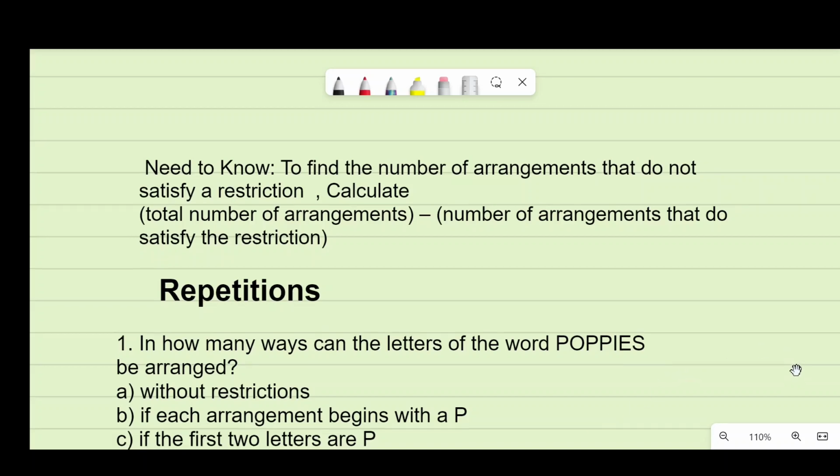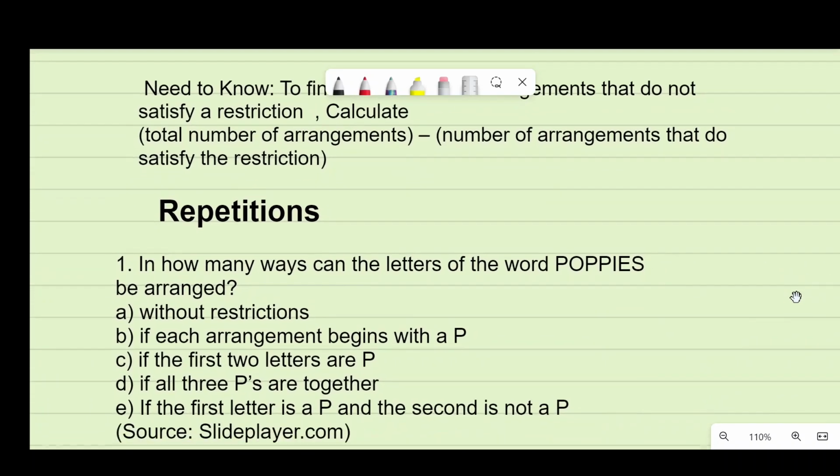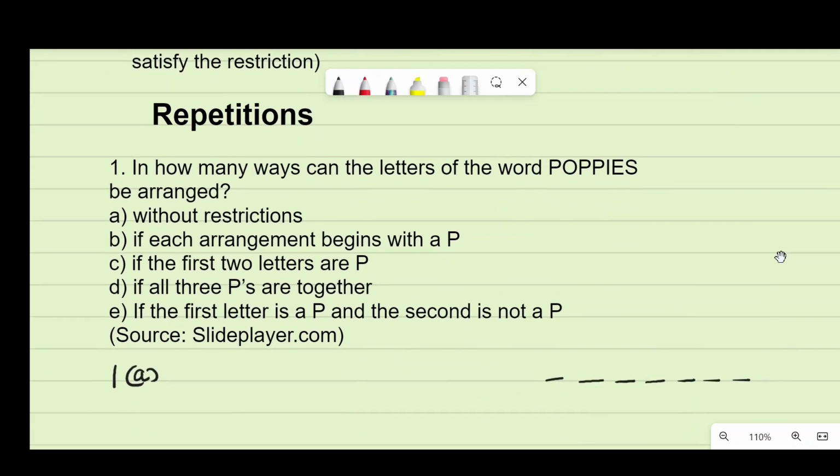let me go to this one question here. This lesson is part 3 of counting principles. Here we are going to start with repetitions. Let's take this example of the word poppies. You can see that P is repeated here. How do you handle such situations when there are repetitions of letters?